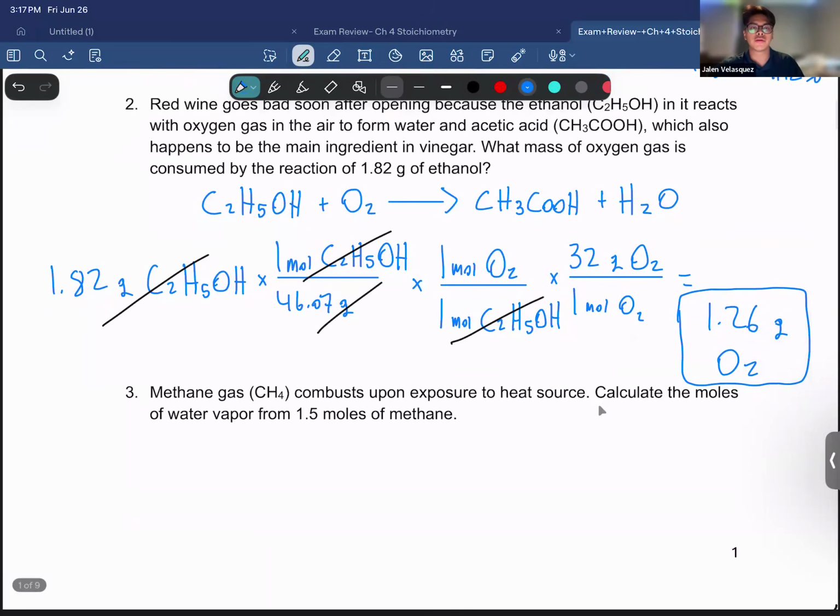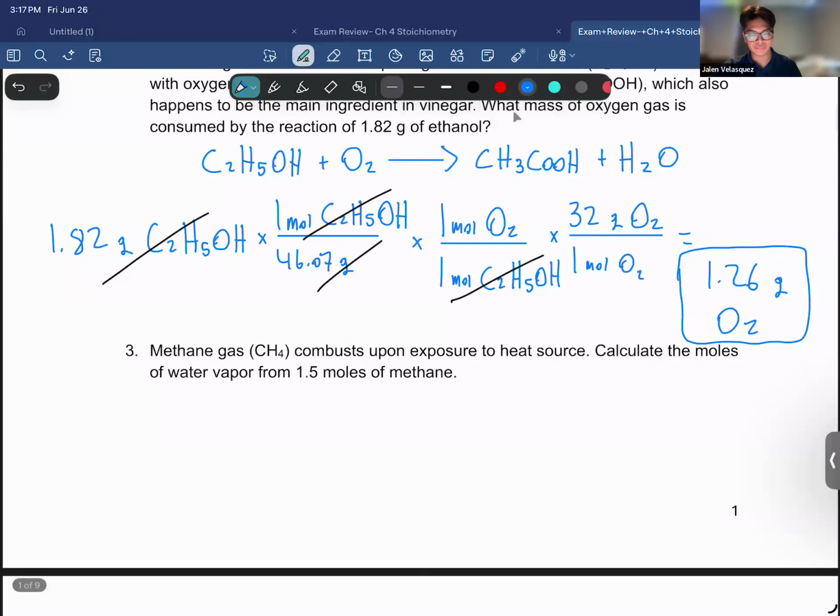All right. Number three says that methane gas combusts under exposure to a heat source. Calculate the moles of water vapor from 1.5 moles of methane. So this is something you absolutely have to know. And the key word here is combust, right? So you need to know that a combustion reaction involves a hydrocarbon, like methane, burning in oxygen, and it makes carbon dioxide and water.